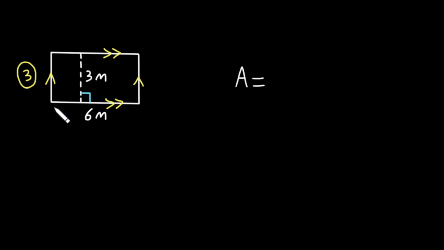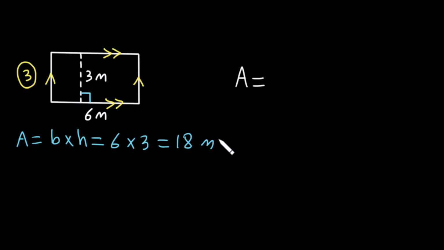The third example: we have the base, which is 6 meters, and the height 3 meters. We want to find the area. The area is base multiplied by height. The base is 6, the height is 3, equals 6 multiplied by 3, which is 18 square meters. So the area of this parallelogram is 18 square meters. Now let's take another example.